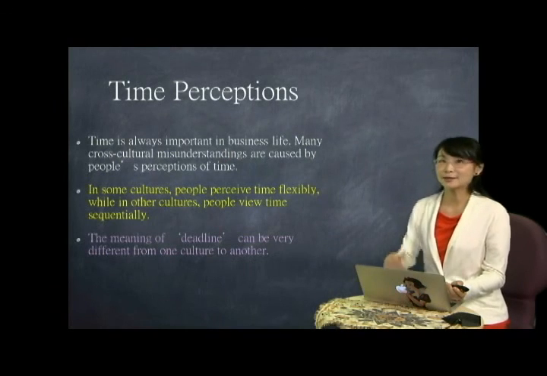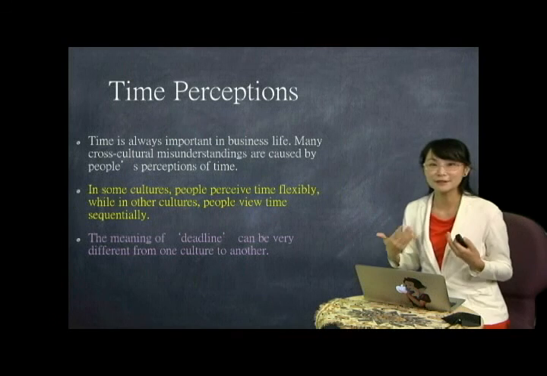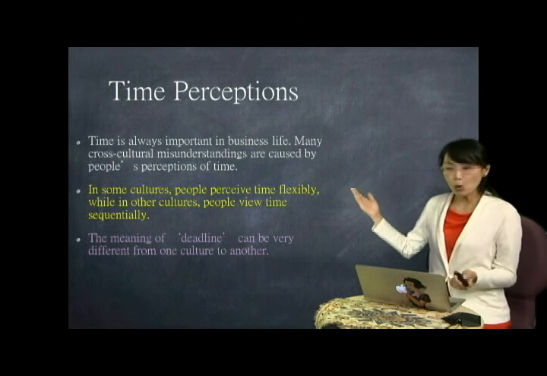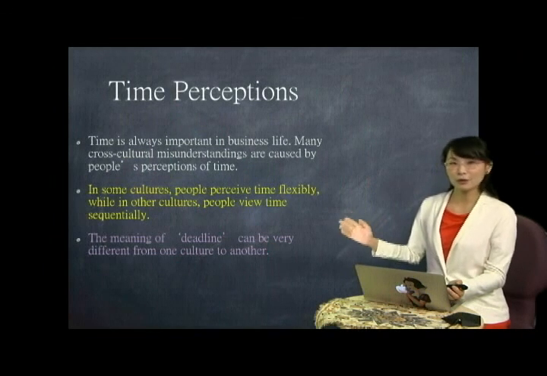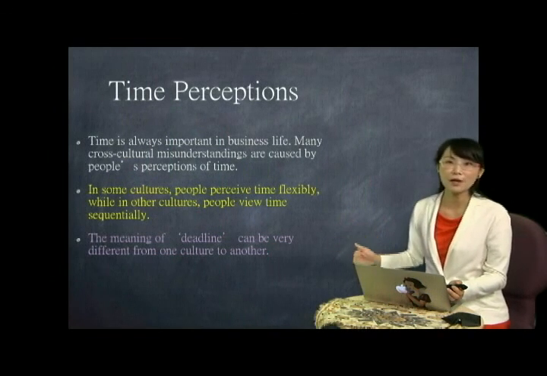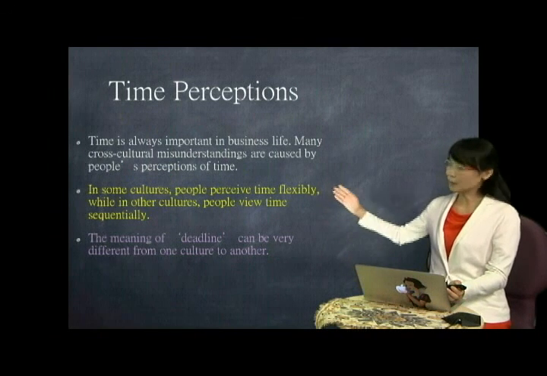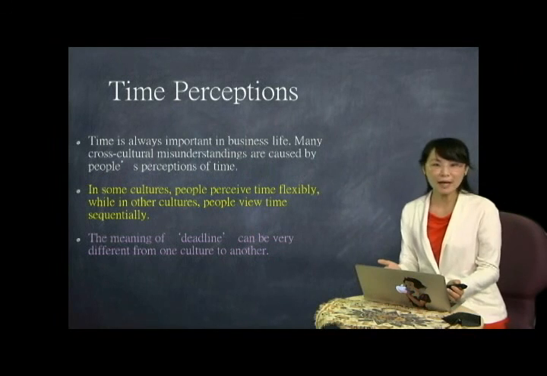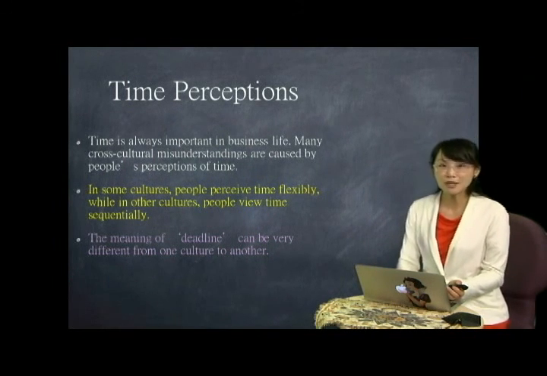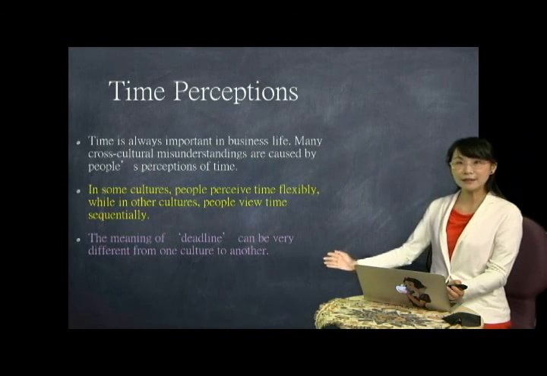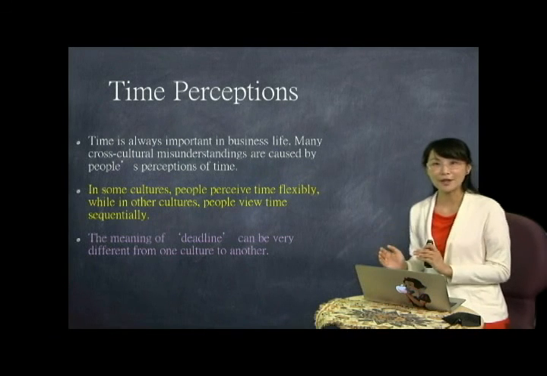So next, let's look at time perception. Okay, time perception means how people perceive time. Time is always very important in business life. Many cross-cultural misunderstandings are caused by people's perceptions of time. In some cultures, people perceive time flexibly, while in other cultures, people view time sequentially. The meaning of a deadline can be very different from one culture to another.